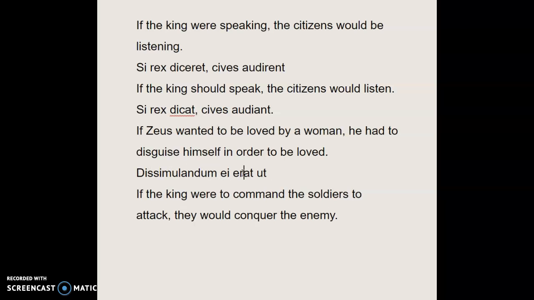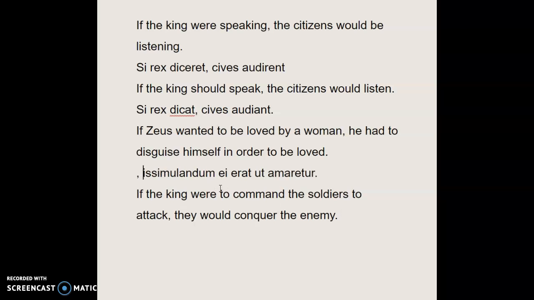Well, if we come back to here, we know erat is secondary sequence. Purpose clauses always take same time. Secondary sequence, same time, is going to be an imperfect subjunctive. So, amaretur, in order that he be loved. Alright, so it was necessary for him to be disguised in order that he be loved. That is the final portion of the sentence.